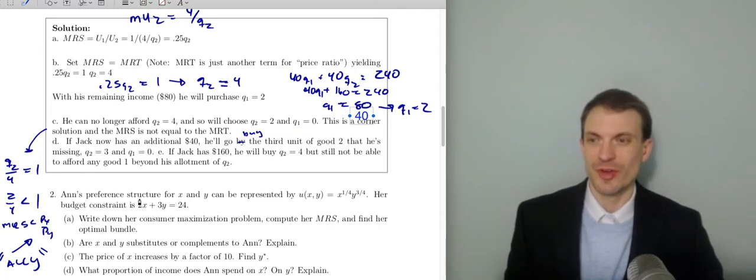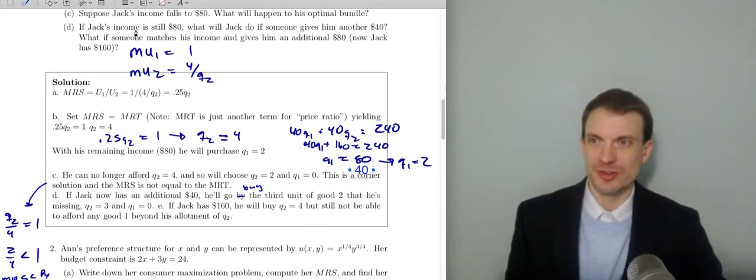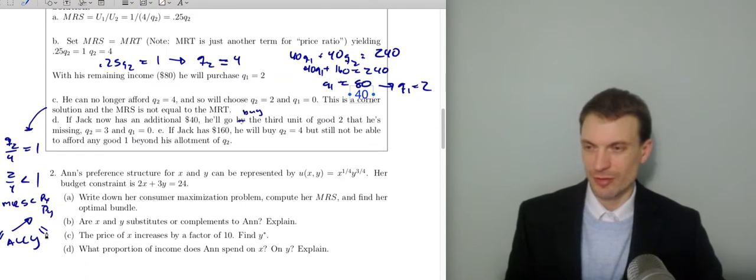All right, so what about Ann? So Ann's preference structure, oh, sorry, here I'm getting ahead of myself. We have to determine what happens to Jack if he actually gets more money. Jack's income was still $80. What will Jack do if somebody gives him another $40 from this situation where Jack's currently buying 2 units of good 2? What's Jack going to do if he gets another $40?